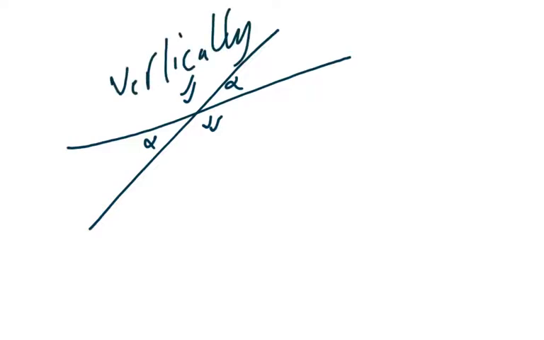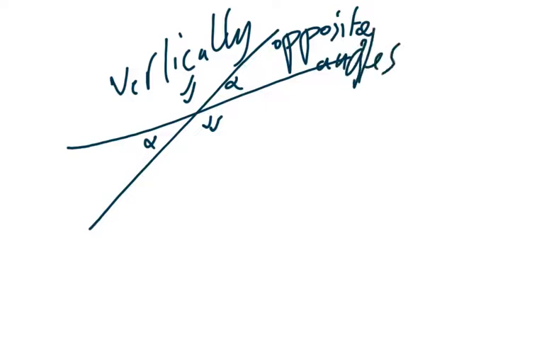So let's start afresh. We have two lines crossing each other. The opposite angles are always the same, so that angle is equal to that angle, and that would be equal to that. And such angles are regarded as vertically opposite angles. Excuse my handwriting.